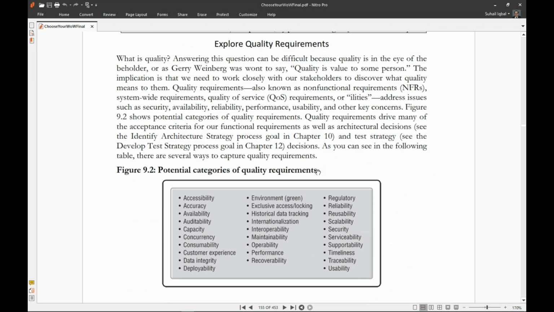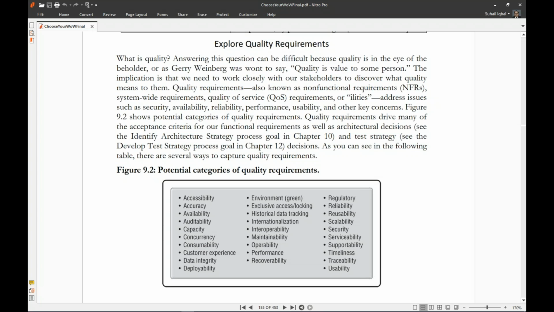Okay, next is explore quality requirements. What is quality? Answering this question can be difficult because quality is in the eye of the beholder, or as Gerald Weinberg was wont to say, quality is value to some person. The implication is that we need to work closely with our stakeholders to discover what quality means to them.